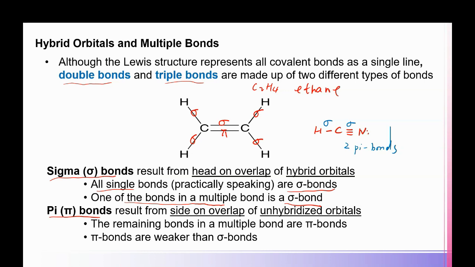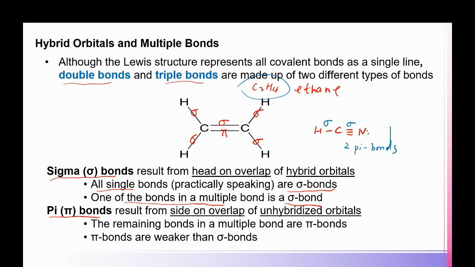Alright, now most likely you are going to get a question that gives you this formula and asks you how many sigma bonds, how many pi bonds. Remember, if that's the question, you still need to draw the Lewis structure first. However, sometimes the Lewis structure is given to you, and then they ask you how many sigma, how many pi. And that's quite easy, really.